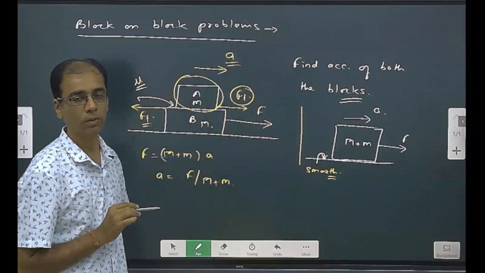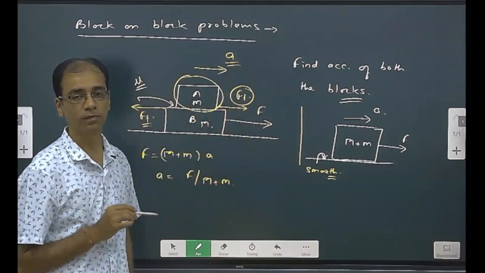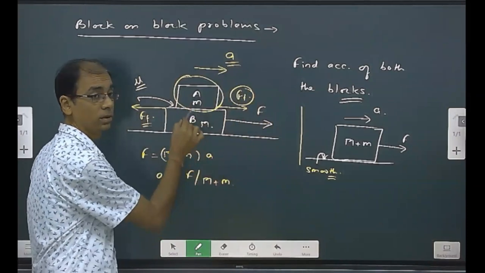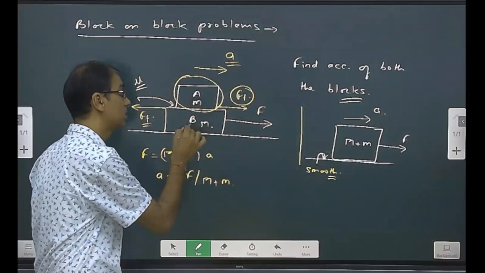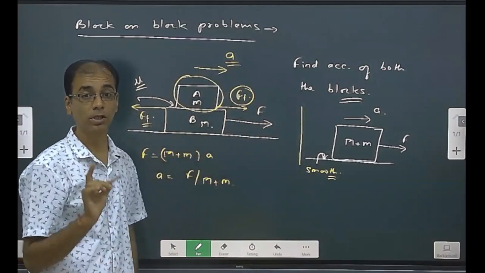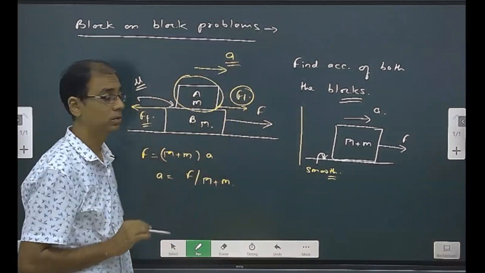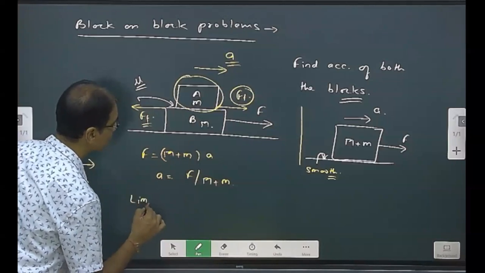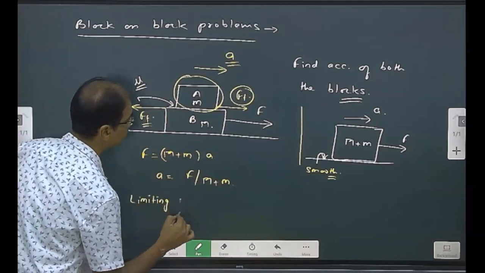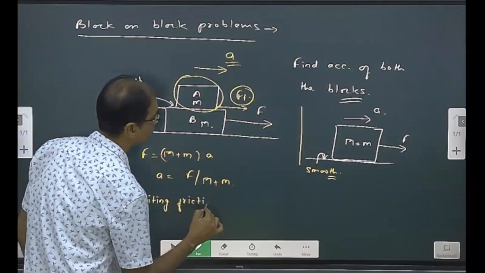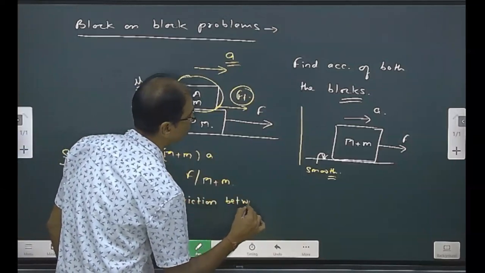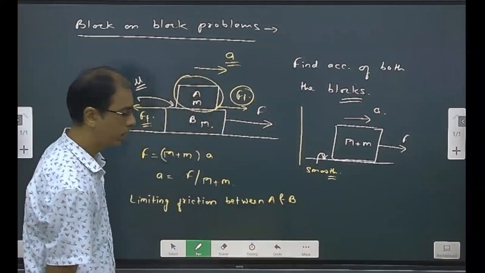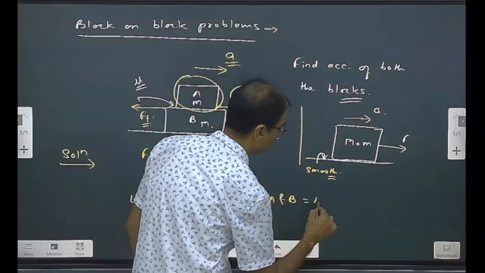So what do we have to see now? We have to see how much is the friction force. Which friction? Limiting friction, because they want to be together. That means this wants to be at rest with respect to B. So what is the limiting friction between A and B? Limiting friction between A and B is mu N. We know that. That will be mu N.